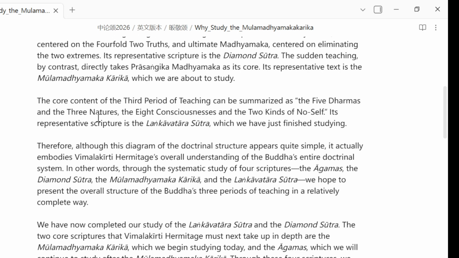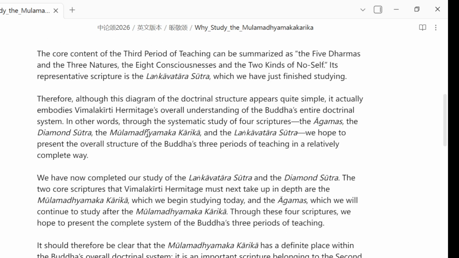The core content of the third period of teaching can be summarized as the 5 Dharmas and the 3 natures, the 8 consciousnesses, and the 2 kinds of no-self. Its representative scripture is the Lankavatara Sutra, which we have just finished studying.